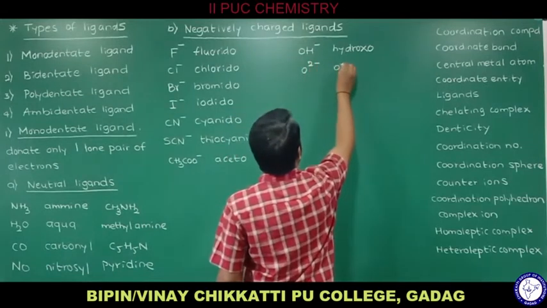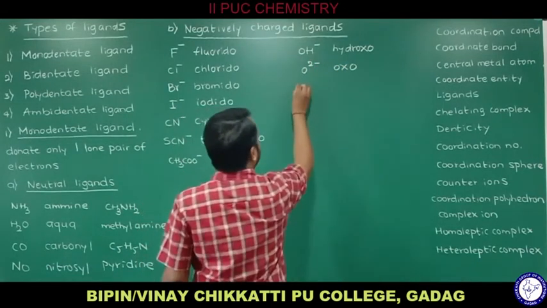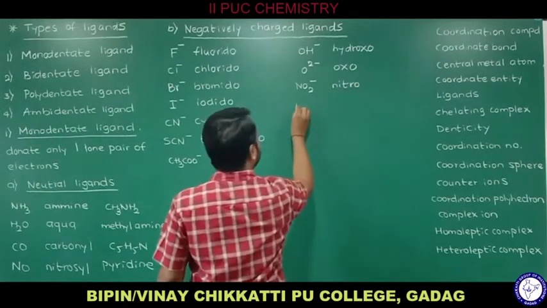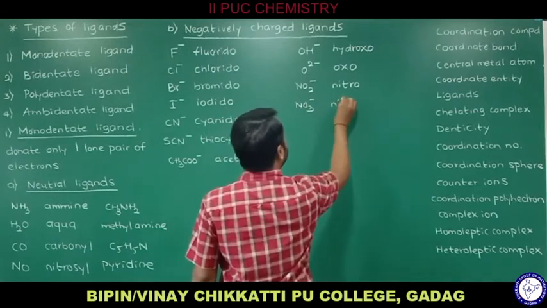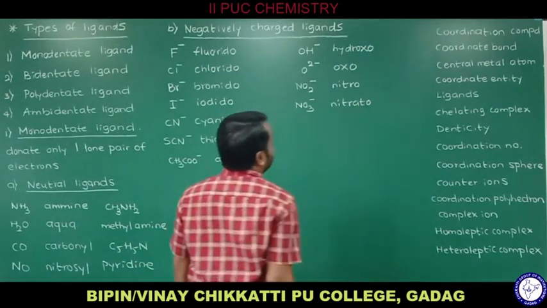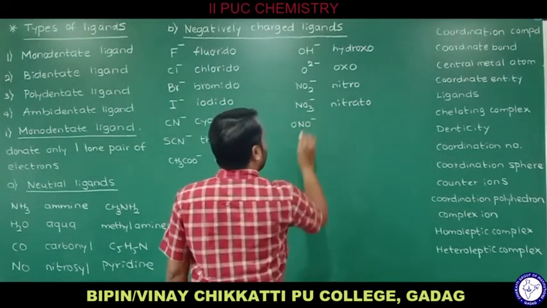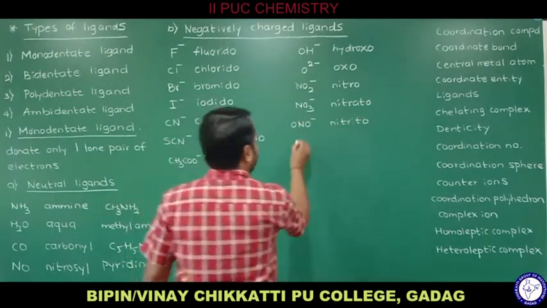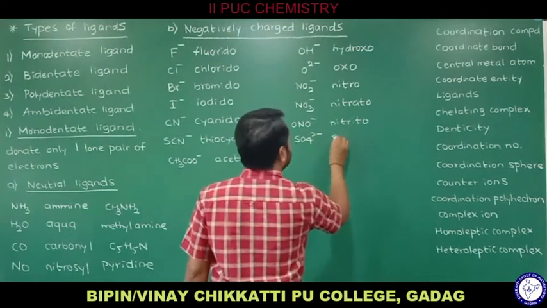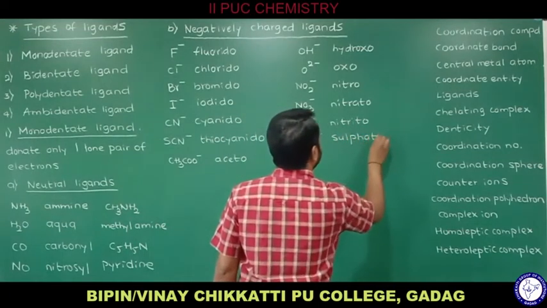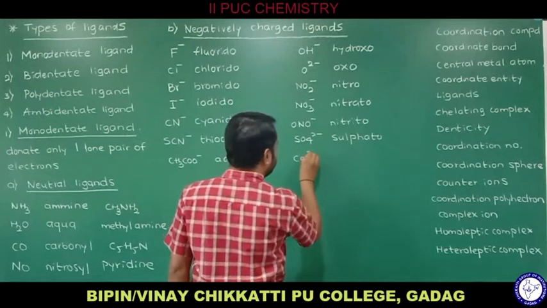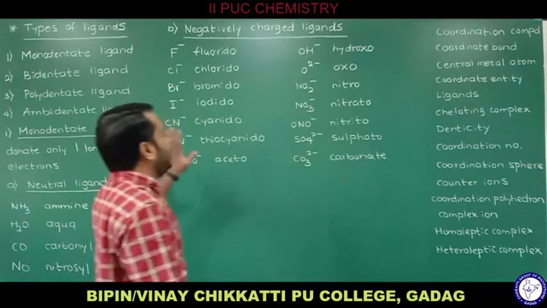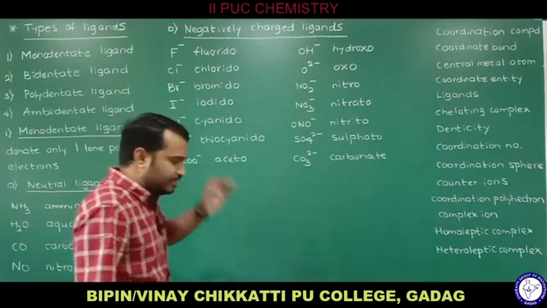O2 minus, oxo. NO2 minus, nitro. NO3 minus, nitrato. ONO minus, nitrito. SO4 2 minus, sulfato. One more I write, CO3 2 minus, carbonato. So all these are negatively charged ligands. You need to know the symbol as well as the names.